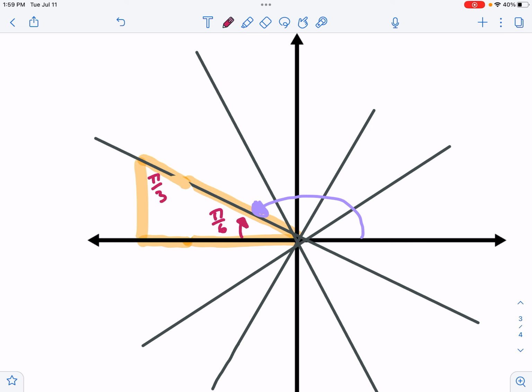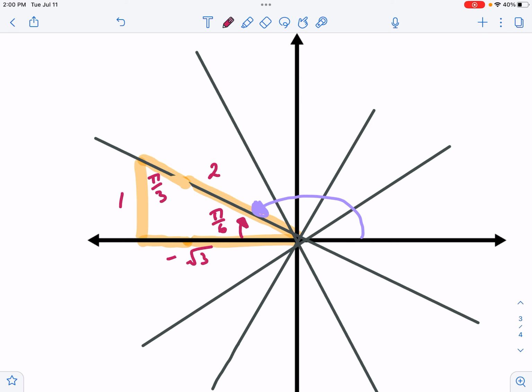And now we can go ahead and build in our triangle. The 3's are always across from one another. 1 will be across from pi over 6, and my hypotenuse is always 2. Now we check, should any of these side lengths be negative? Hypotenuse is never negative. 1, that's going up my vertical axis. It's positive, so no, I don't need to. This side of my triangle is going along the negative x-axis, and therefore this should be a negative root 3.